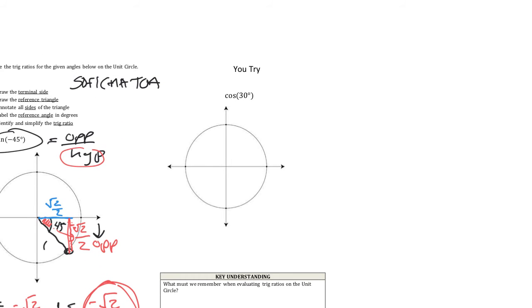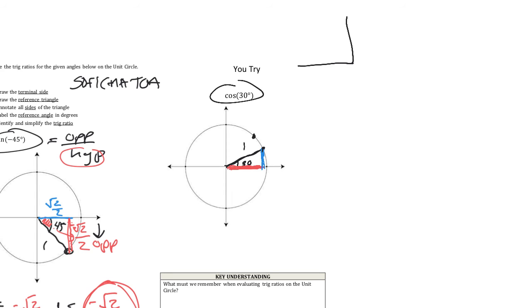So I want you to try cosine of 30. Pause the video, give it a try, and then I'll go over the answer. So 30 degrees, 45 would be halfway. So 30 degrees is a little less than halfway. So somewhere around here. So that is a 30-degree reference angle. So here's my first part, how far over on the right, how far up and down to get there. So there's my 30, 60, 90 triangle.